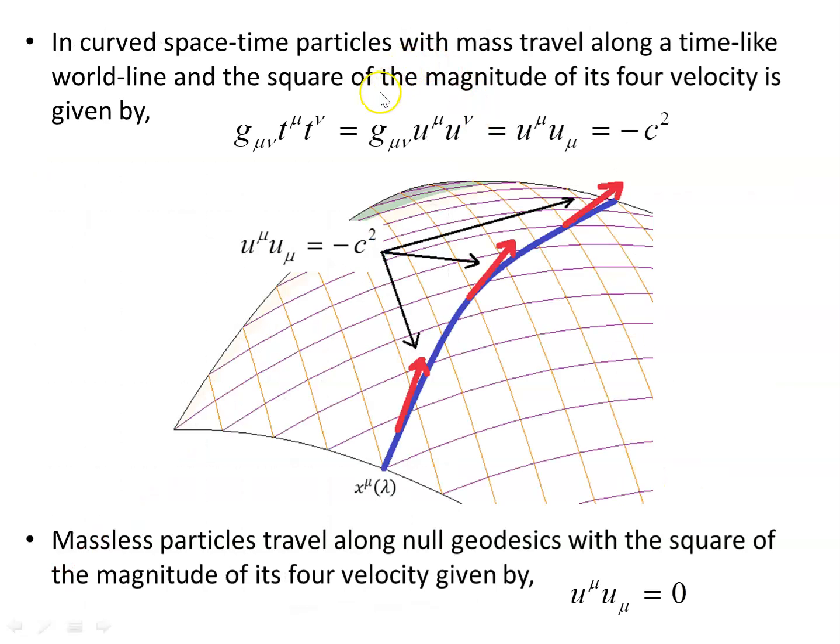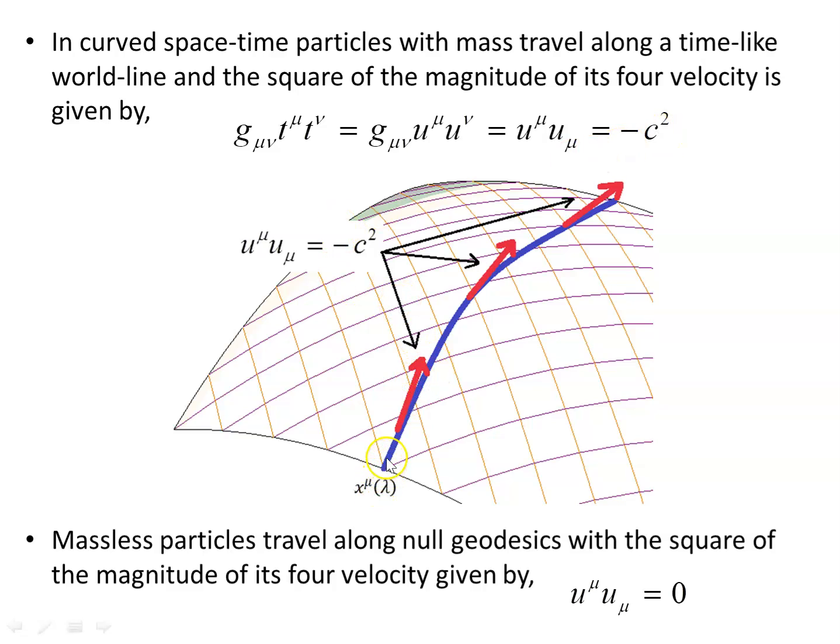All right, now, as I've shown in other videos, in curved space-time, particles with mass travel along a time-like world line, and the square of the magnitude of its forward velocity is given by, we use the metric to contract the tangent vector on itself. The tangent vector being the forward velocity of the particle. This is a particle with mass, and when we contract that, we get minus c squared. There are other videos in which I've done that and shown that, so please go refer to those.